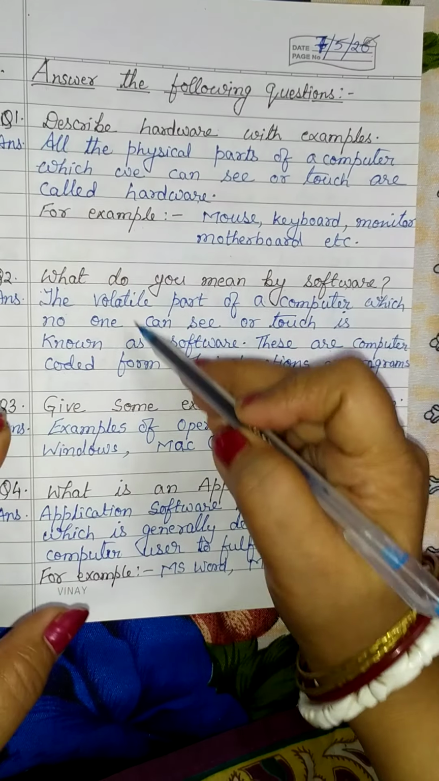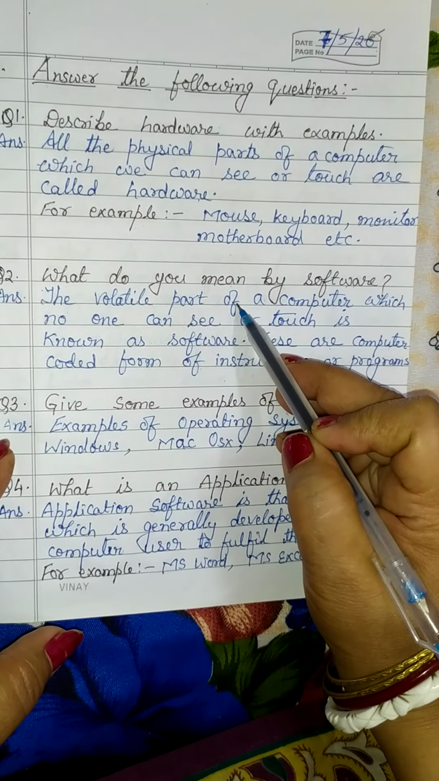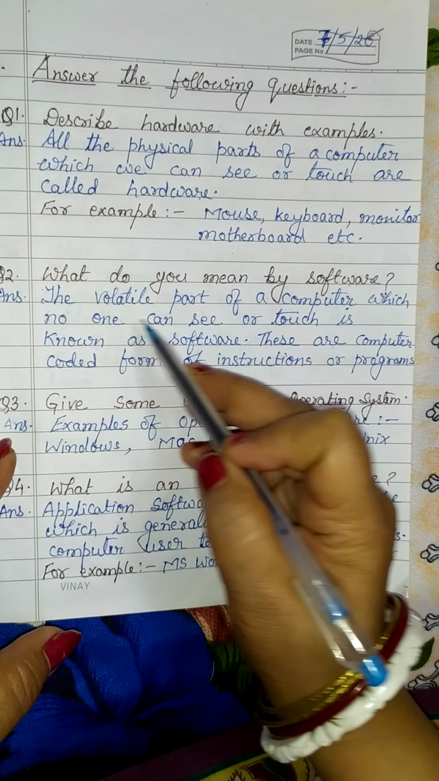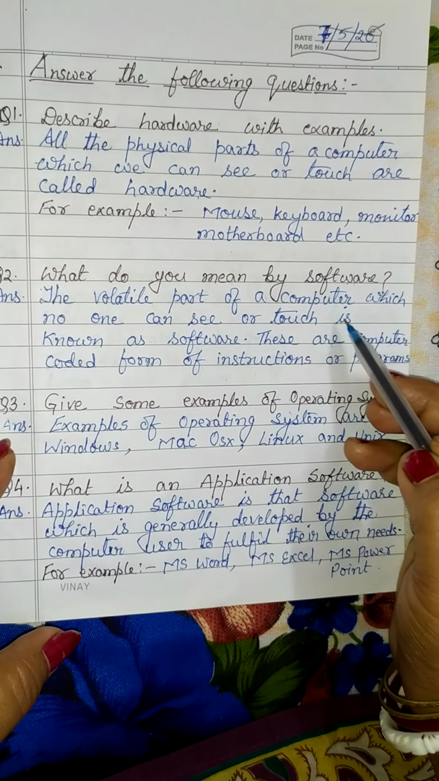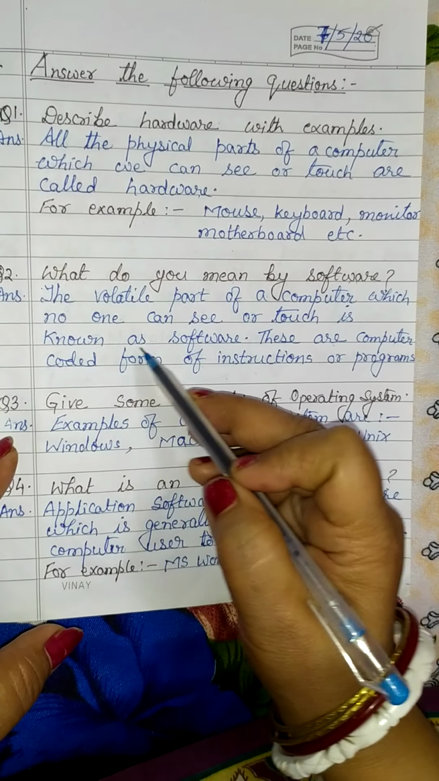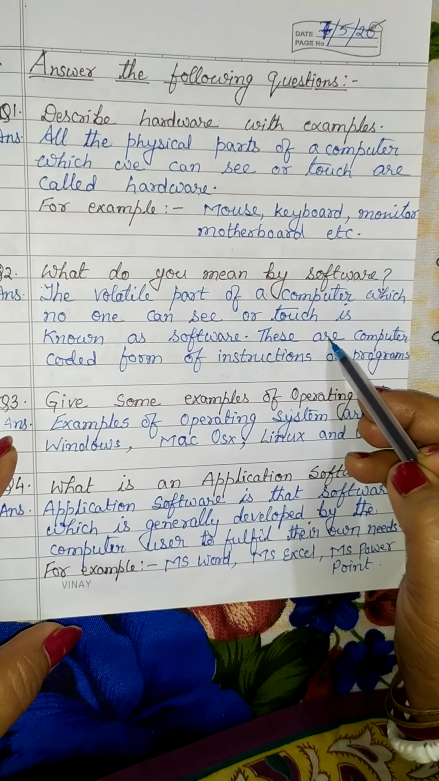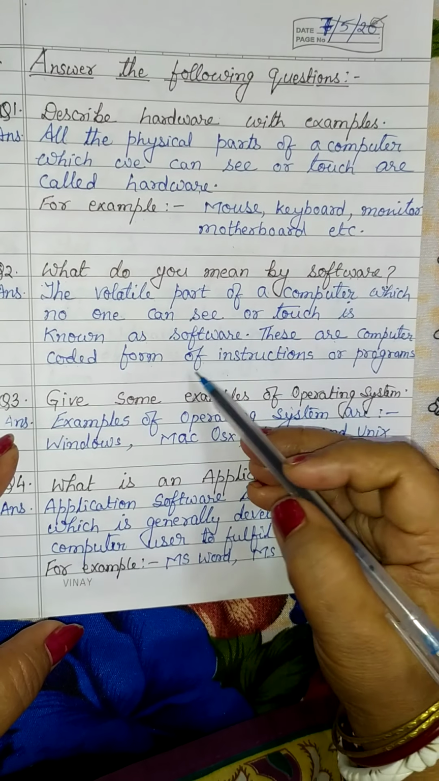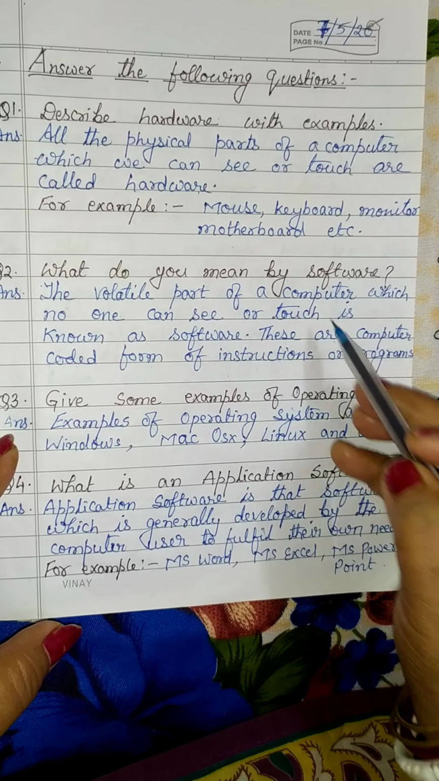Software क्या होते हैं उसके बारे में आपको बताना है. The volatile part of a computer which no one can see or touch is known as software. These are computer coded form of instructions or programs.